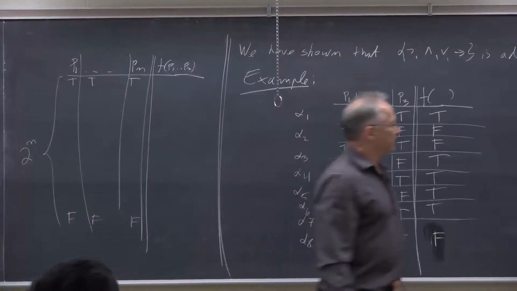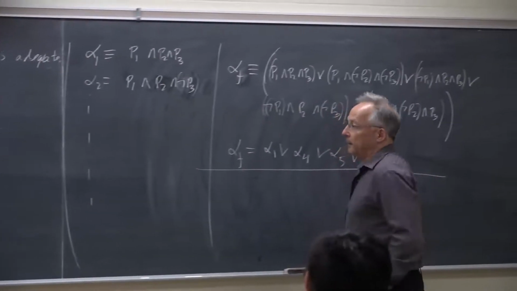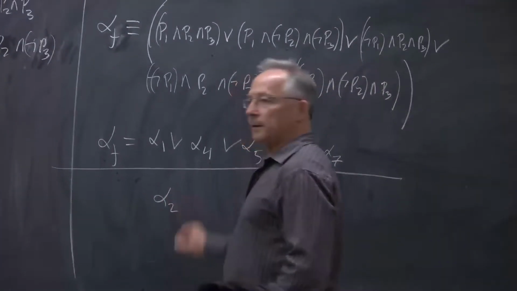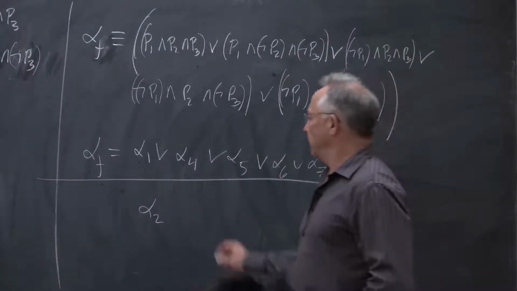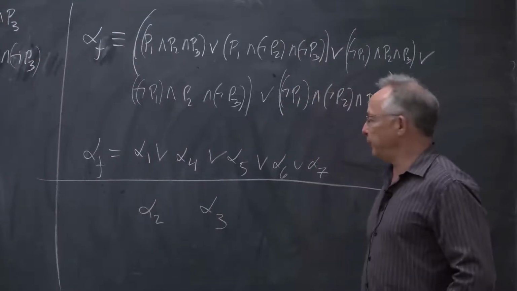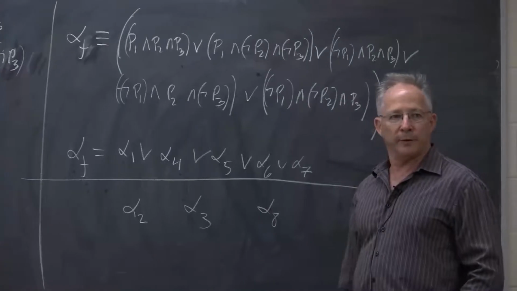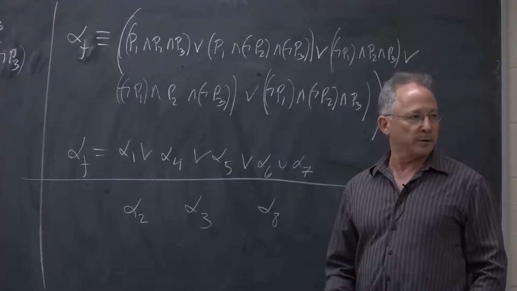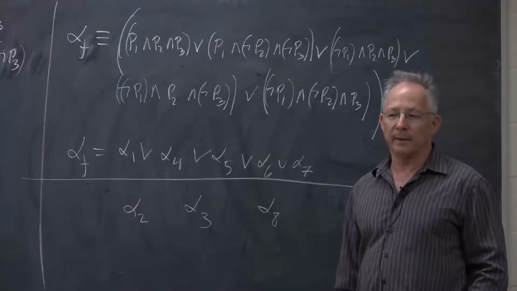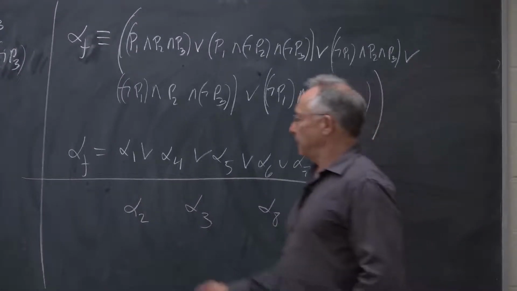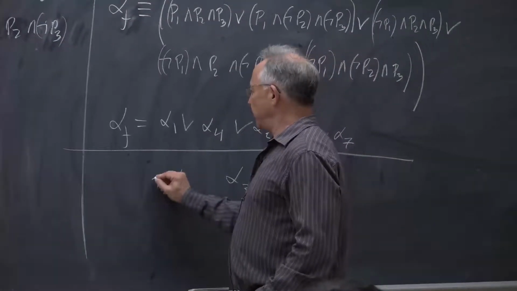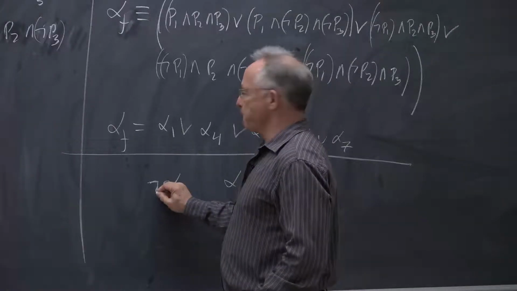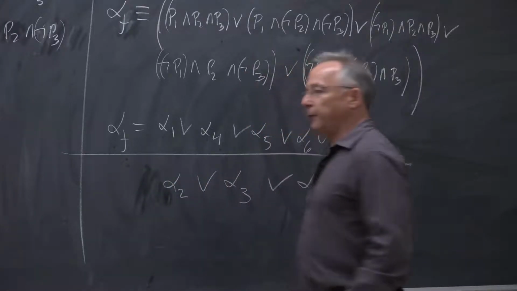Another formula that will describe the same f is going to say I will take alpha 2, which is an f, and I will take alpha 3, which is an f, and I'll take alpha 8, which is an f, and I want to say I will be true if I'm not in any of those. Right? So I can say I'll get true if this one fails. I'll get f if one of those holds.